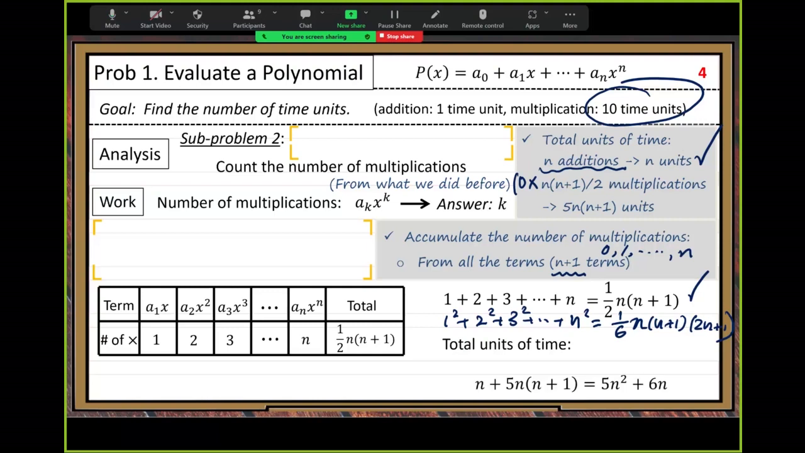Now let's put the units from these two types of operations, addition and multiplication, together. So n plus 5n times n plus 1. We get a total number of units: 5n squared plus 6n. Can you see the total number of units? And this is the measure. This number of units of time is our performance measure.